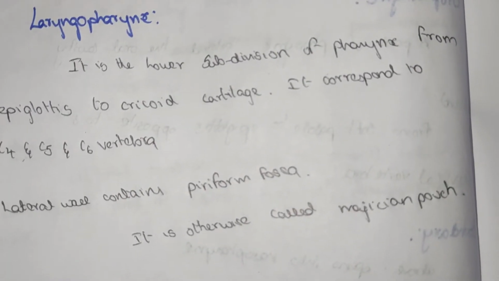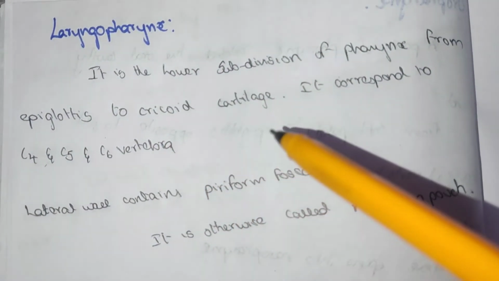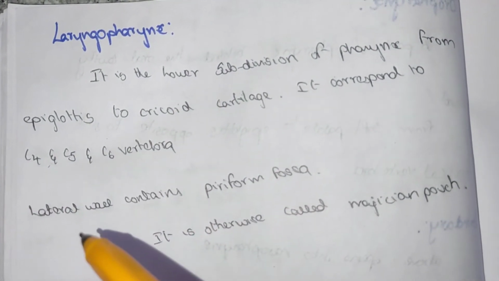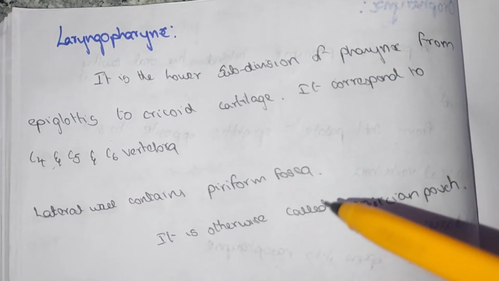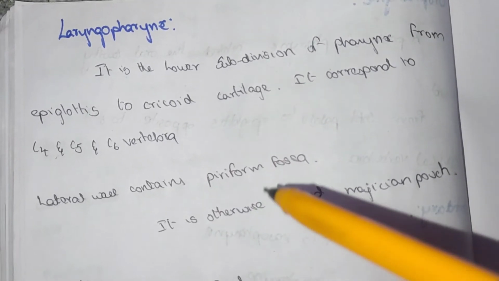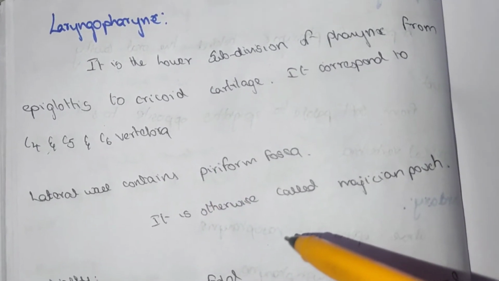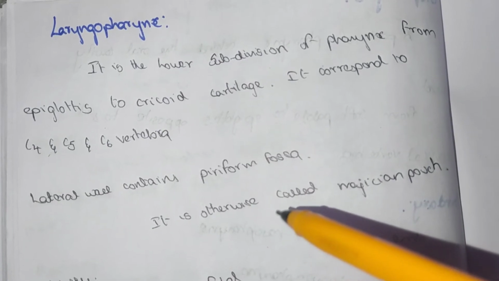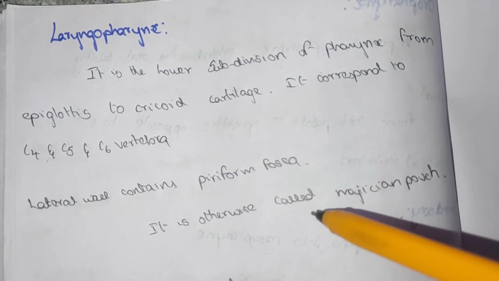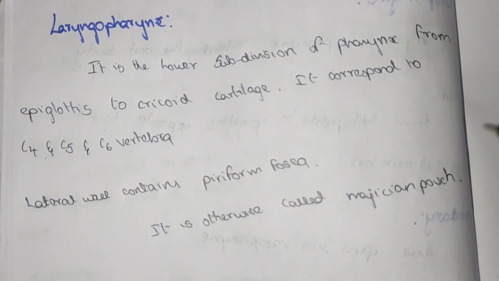Now we will see the last one, which is the laryngopharynx. It is the lower subdivision of the pharynx from the epiglottis to the cricoid cartilage. It corresponds to the C4 to C6 vertebrae. Laterally, it contains the pyriform fossa. This pyriform fossa is otherwise known as the magician's pouch. There is an applied aspect in the pyriform fossa because in olden days the smugglers hid diamonds inside this pyriform fossa and took them from one country to another.